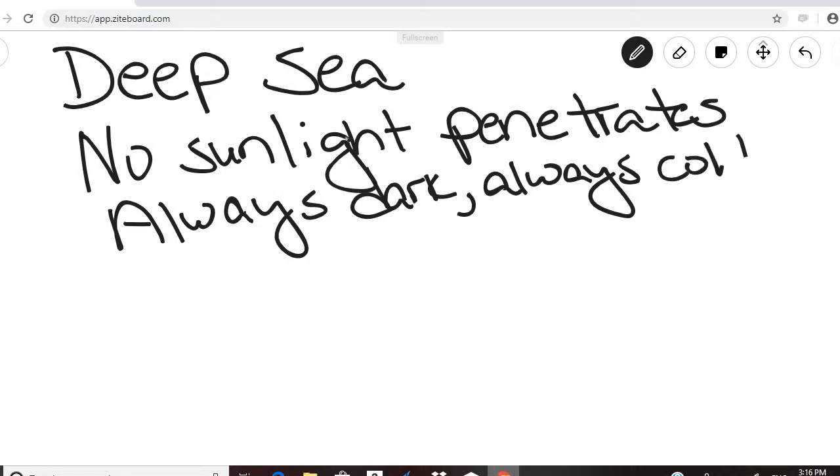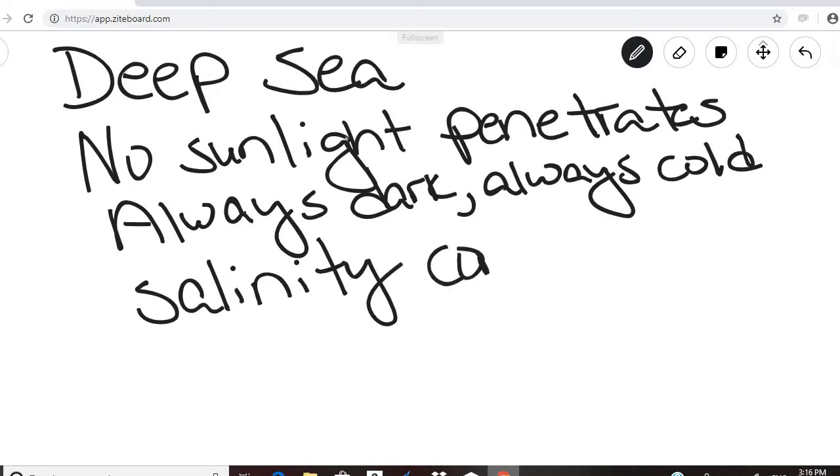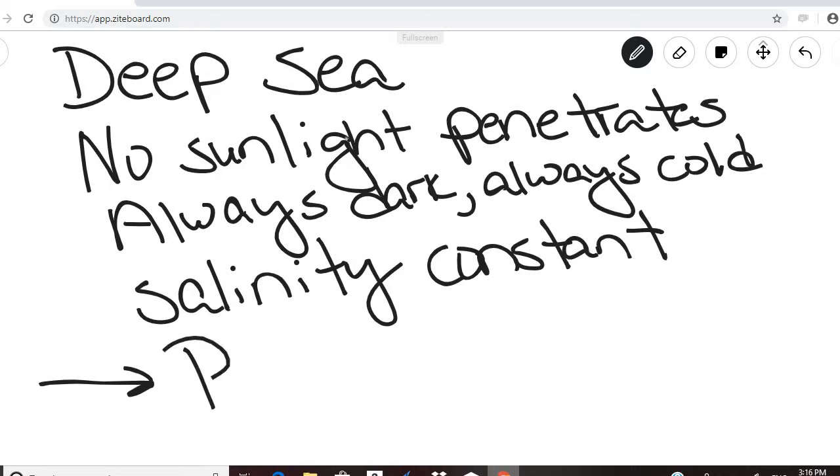And the salinity is pretty constant. So there aren't temperature variations or salinity variations that have to be dealt with. However, the big thing that we have to deal with in the deep sea is pressure.